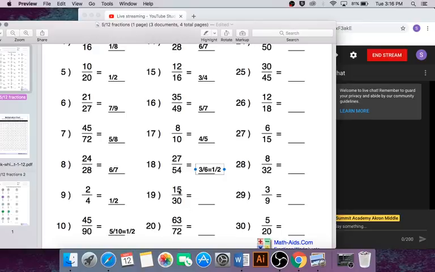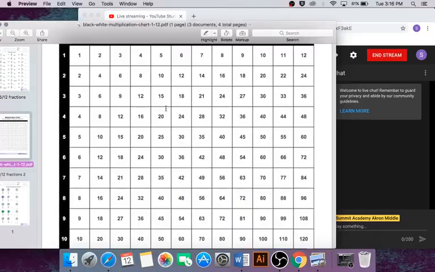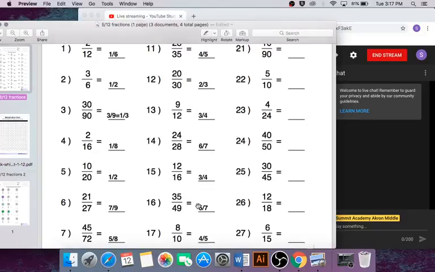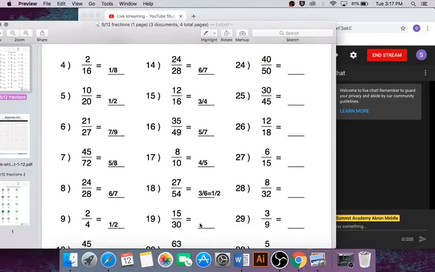Number 19 is the same way. We have 15 and 30. So we're going to look to see what goes into 15. 5 goes into 15, and it goes into 30. 5 goes into 15 3 times, and 5 goes into 30 6 times. So if we do 3 over 6, we still have to simplify that to 1/2, because 15 times 2 is 30.